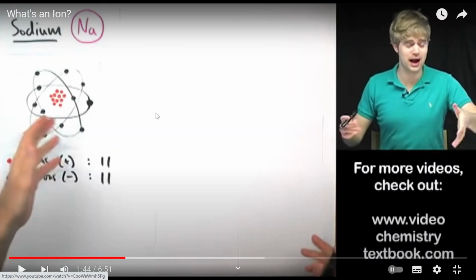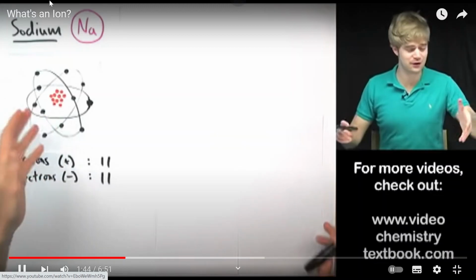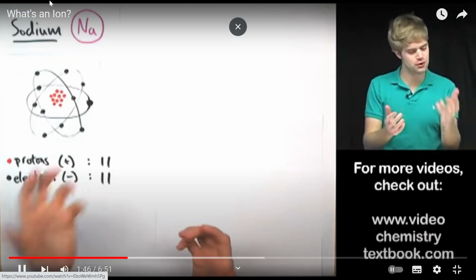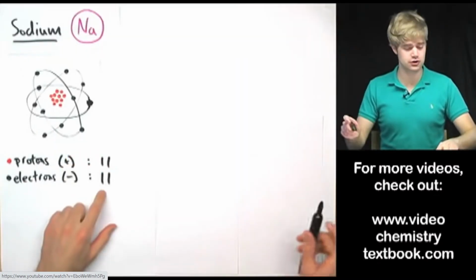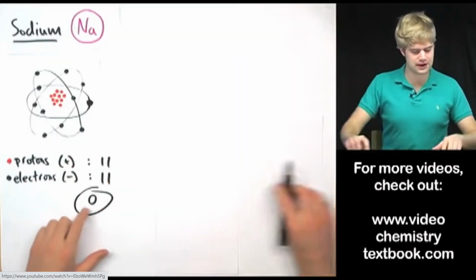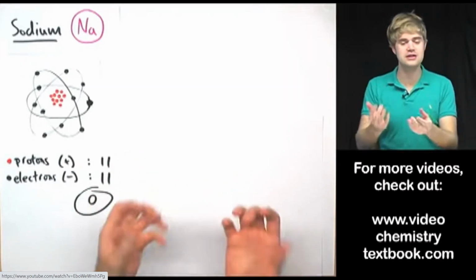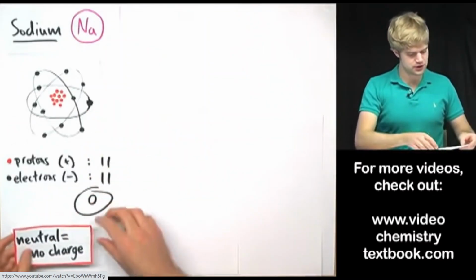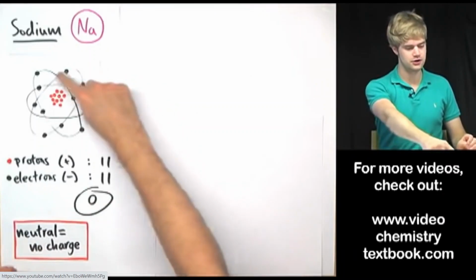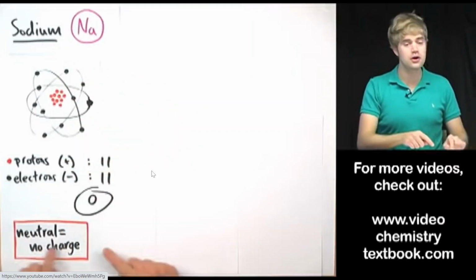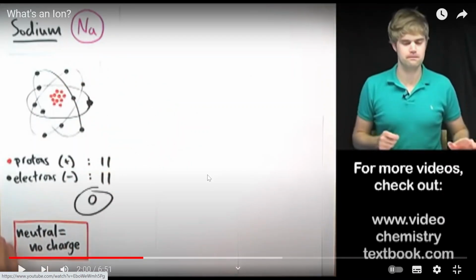Zero. So you can fill that in. It says net or overall charge, and you can fill in a 0 there. So the number of protons equals the number of electrons, which means that my total net charge is 0. They cancel each other out. And so something that has no net charge, like this sodium atom, we call neutral. You can fill in that word there. Neutral means no charge.